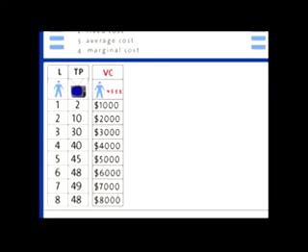It tells us how much money we have to spend on labor in order to produce a given number of television sets. What I'm going to do now is draw a picture of that relationship, and this relationship will be called the variable cost curve. The variable cost curve shows you how much money you have to spend on labor in order to produce a given number of television sets.